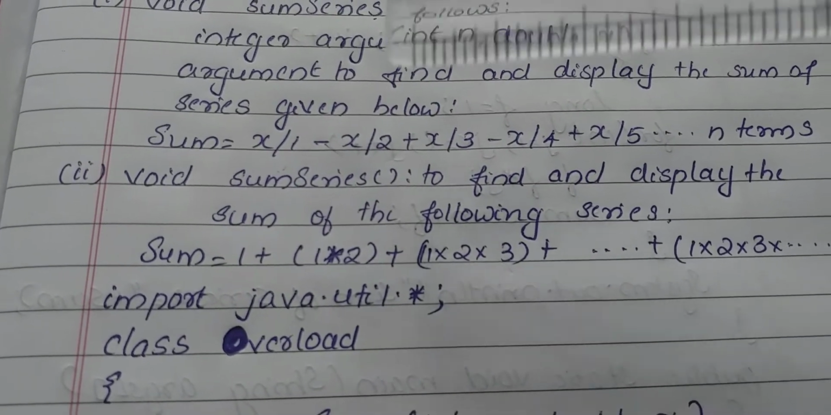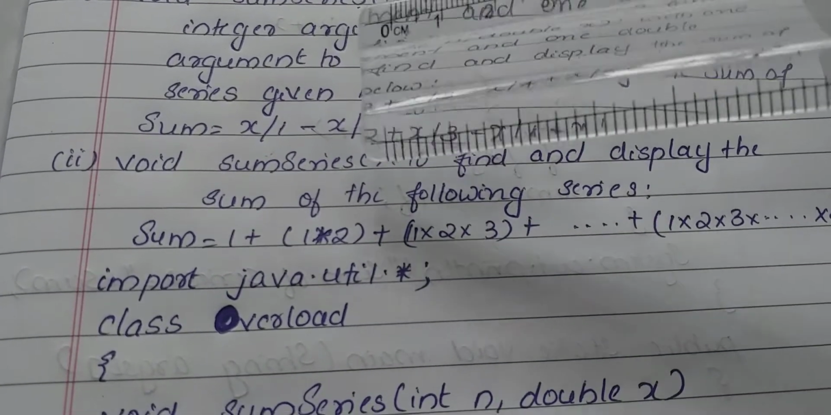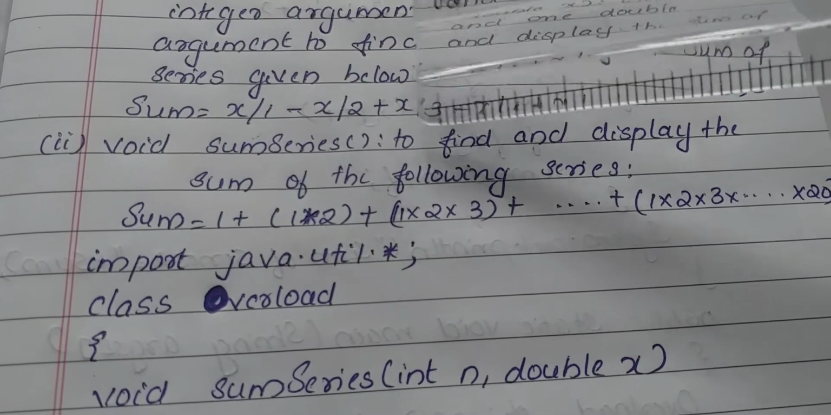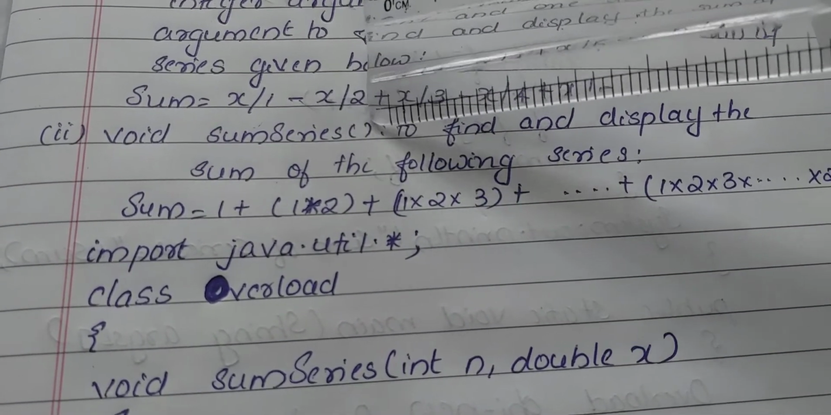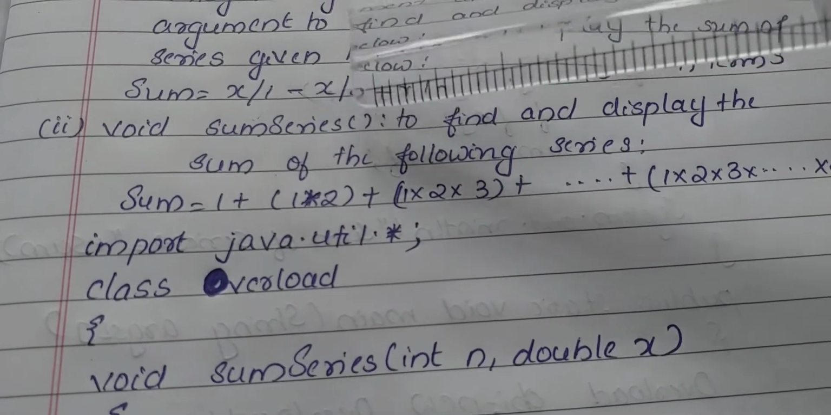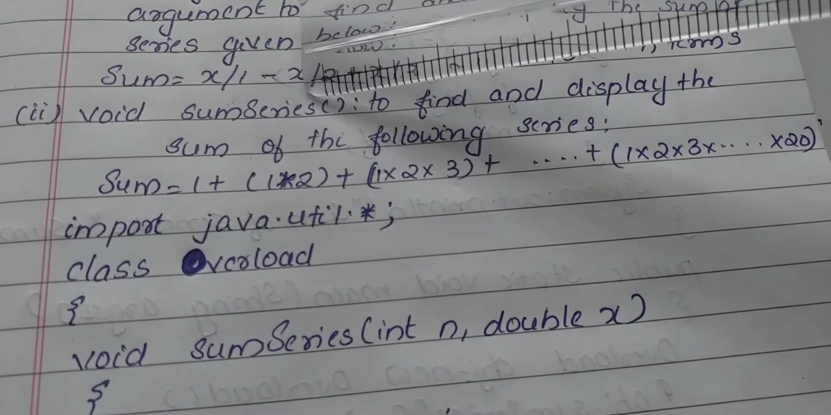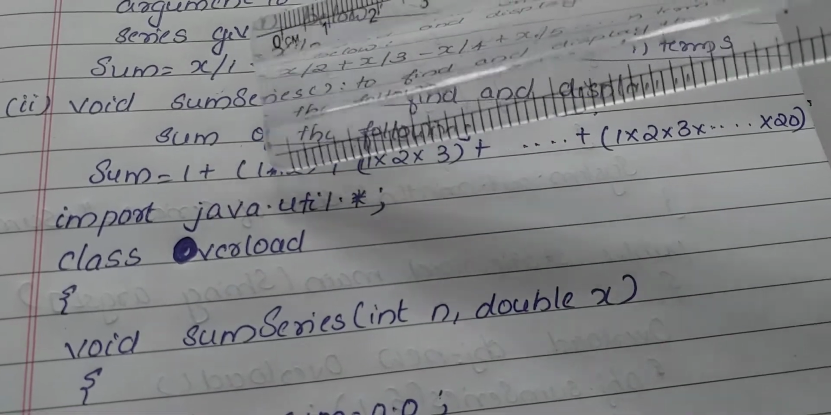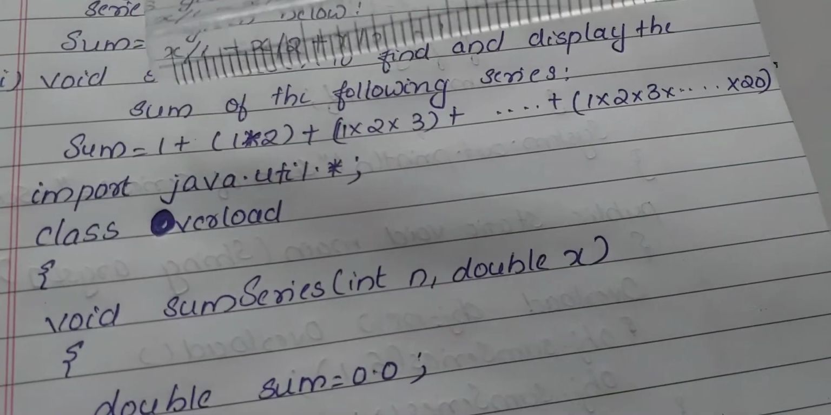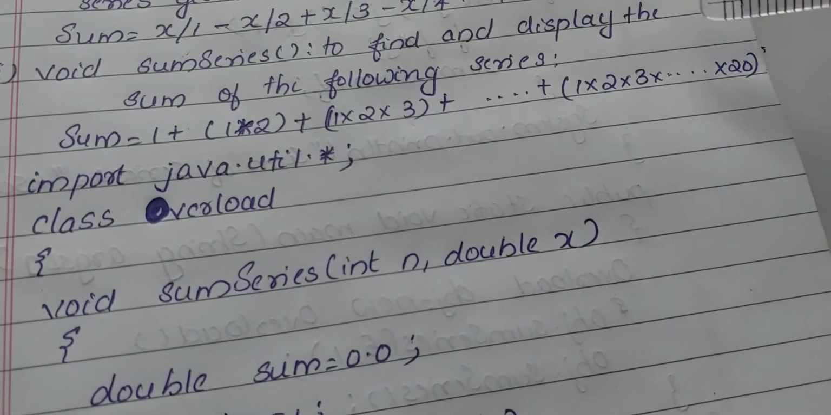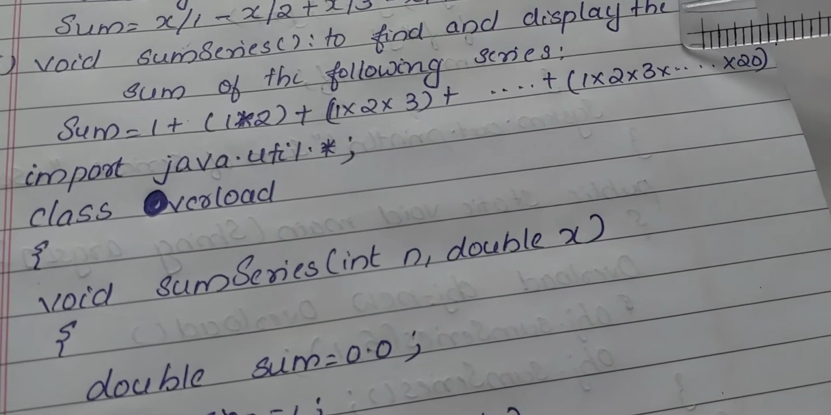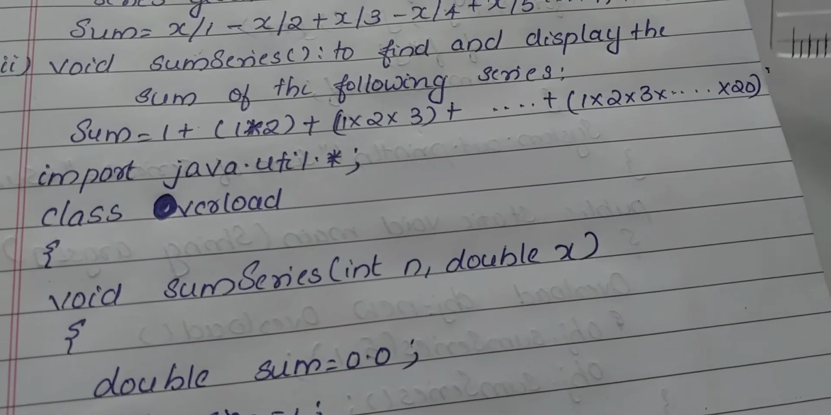So we have written the code for the first series. Next series is void sumSeries. What is the specialty of this function? There are no arguments in this function. We didn't pass any values to this function. So what is the output we want to display? That is sum equal 1 plus 1 into 2 plus 1 into 2 into 3, like that up to 20.